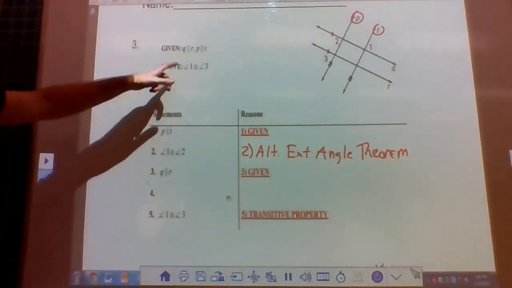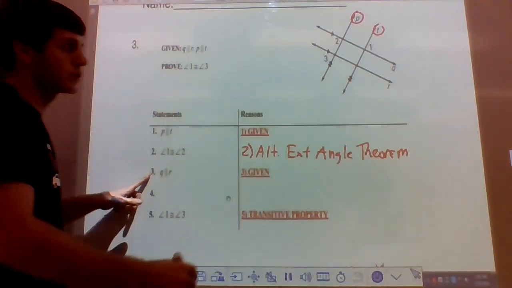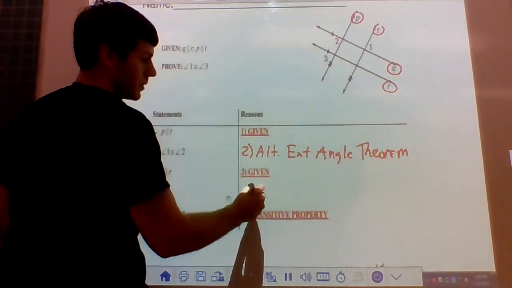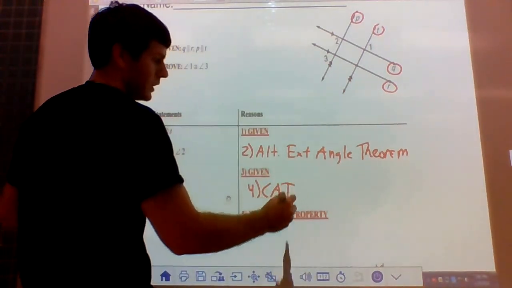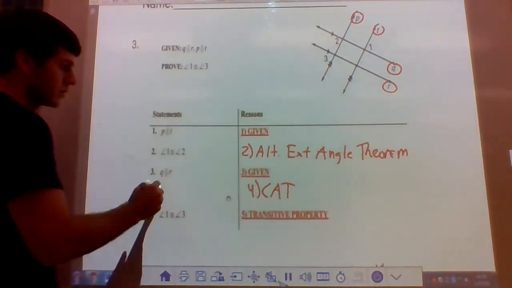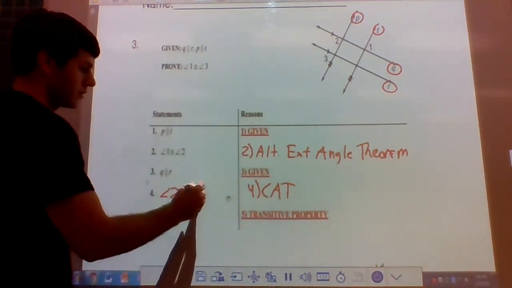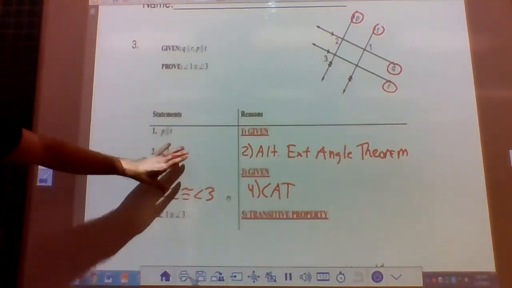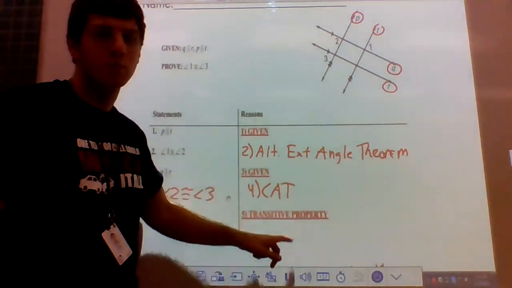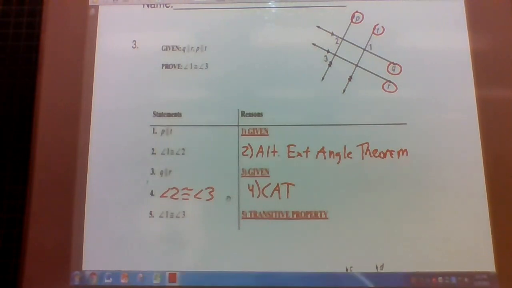And then they're giving us that Q and R are parallel. So since Q and R are parallel, we know our corresponding angles are congruent. So we can use the corresponding angle theorem, CAT, which says that if the lines are parallel, corresponding angles are congruent. So we'll say angle 2 is congruent to angle 3. And since both angle 1 and angle 3 are both congruent to angle 2, they're congruent to each other, and we call that the transitive property.